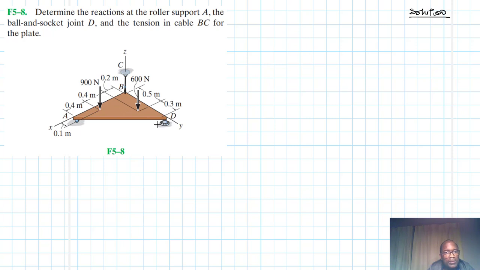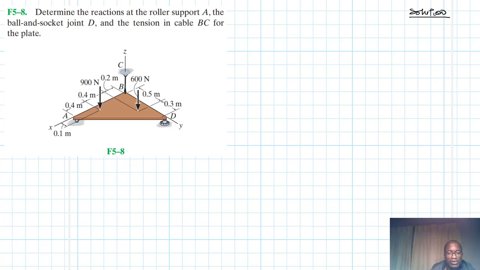A, B, D, and on this particular plate we have some concentrated loads, point loads, 900 newtons and 600, and then there's a rope, a cable supporting the plate at B, and then we have a roller support at A and a ball and socket joint at D.